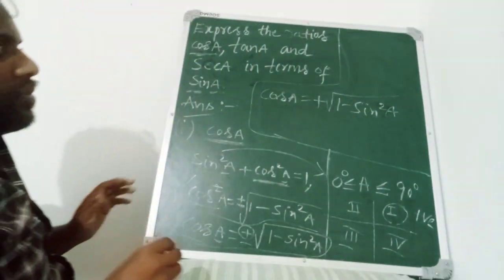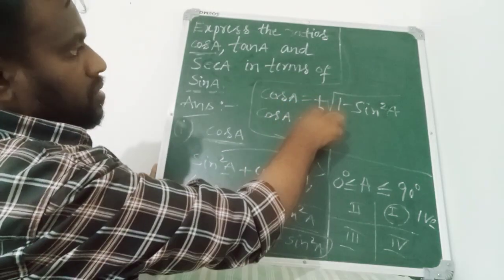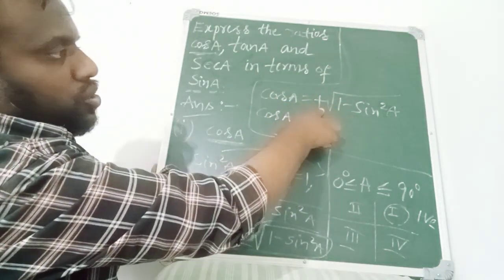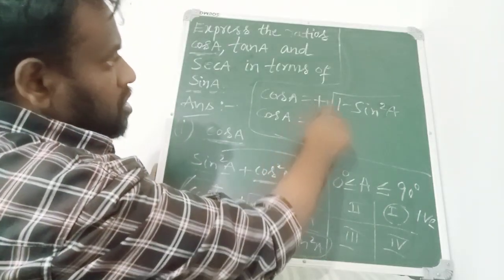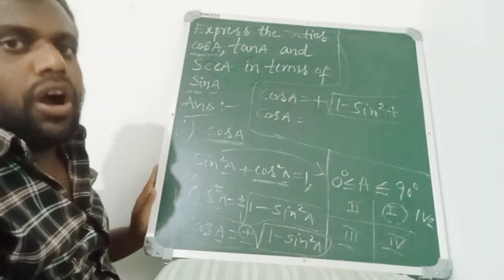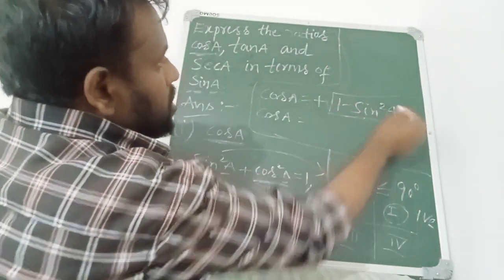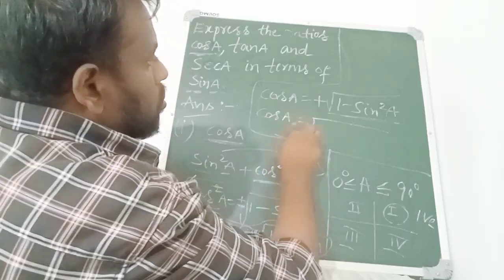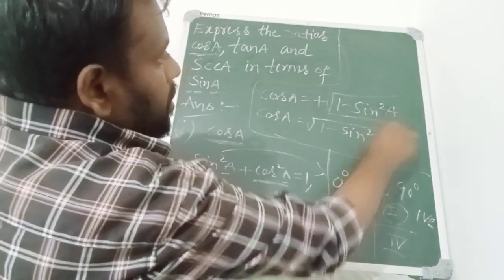Okay. In the next step, cos A is equal to... since it is plus, if you don't write plus, without writing this plus, if you just write this, no problem. There won't be anything wrong. You can write like that, because this is plus. So I will just write only this one. So cos A is equal to square root of 1 minus sin square A.